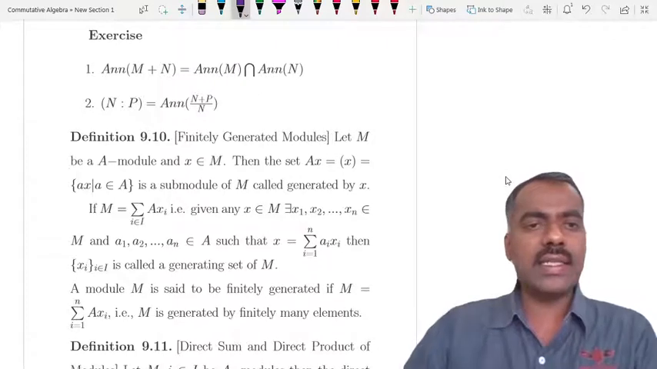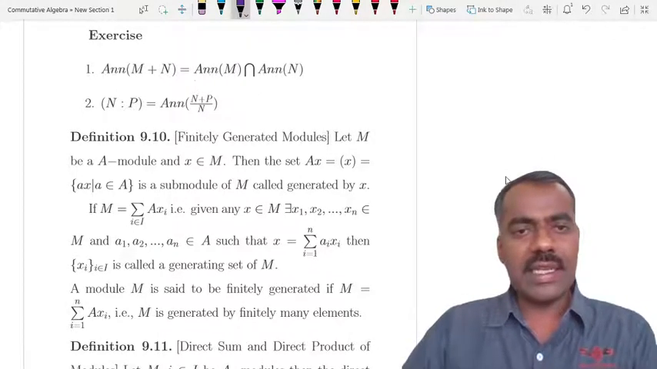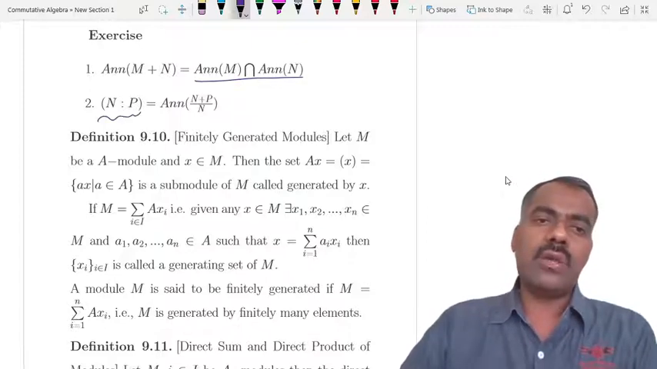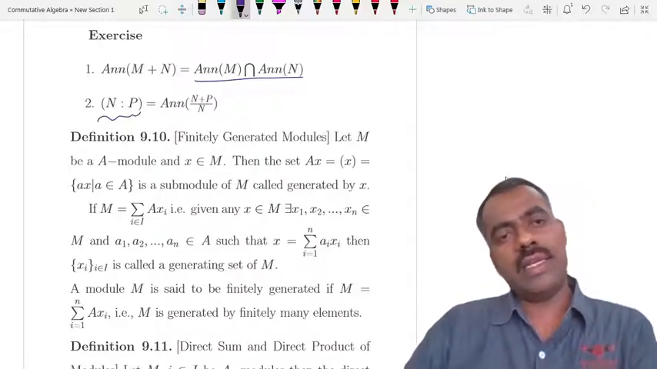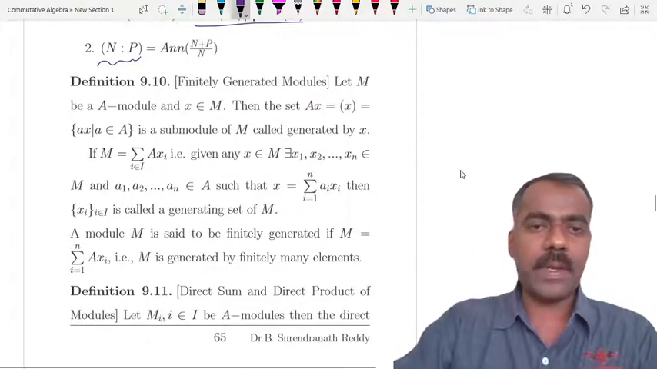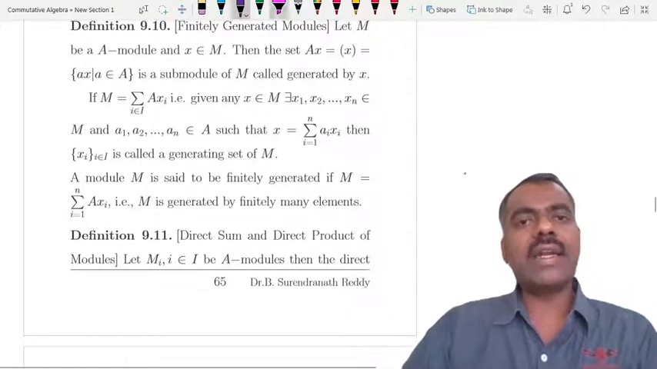One can check that the annihilator of M plus N is the intersection of the annihilator of M and the annihilator of N. And this (N : P), it is an ideal, it is nothing but the annihilator of (N plus P) upon N. Okay, now we quickly see what is meant by finitely generated modules.